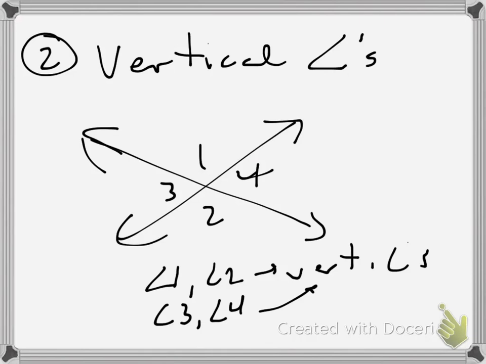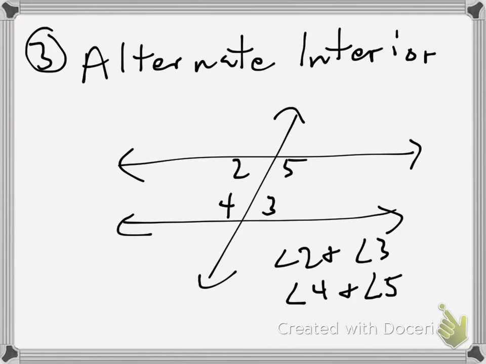Vertical angles we talked about. They make the X. We're looking at the angles across from each other. I'm having fun with colors, sorry. The angles across from each other. So 1 and 2 would be vertical angles. 3 and 4 would be vertical angles. So those are the 2 from chapter 1. Here are the new ones.